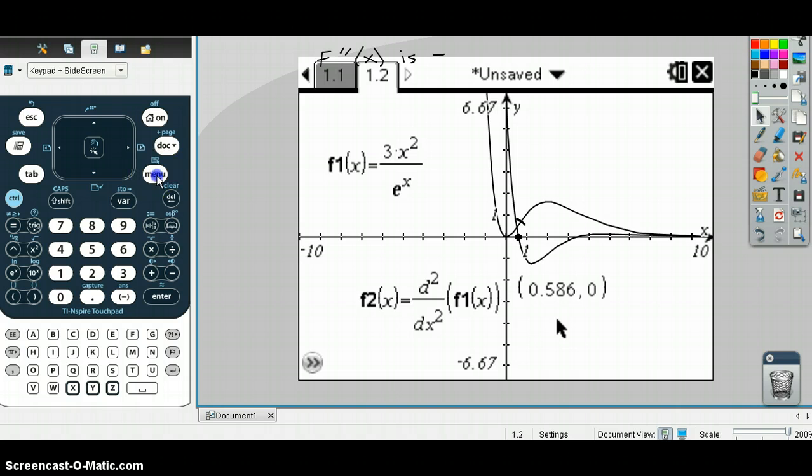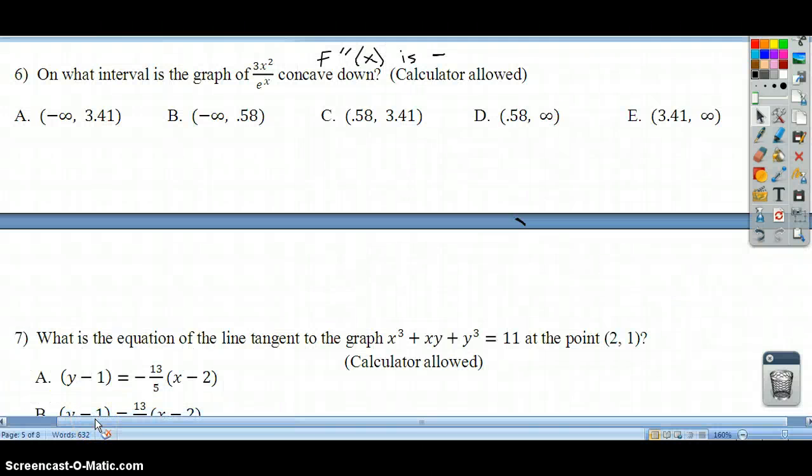I can do menu 6, zero. This graph here and here, and I find it's at 3.41. So it's concave down. It's negative between 0.58 and 3.41. So we go back to our question. It's negative, concave down, between 0.58 and 3.41. All right. So not too bad. Calculator helps out a lot. Let's clear our annotations and move on.